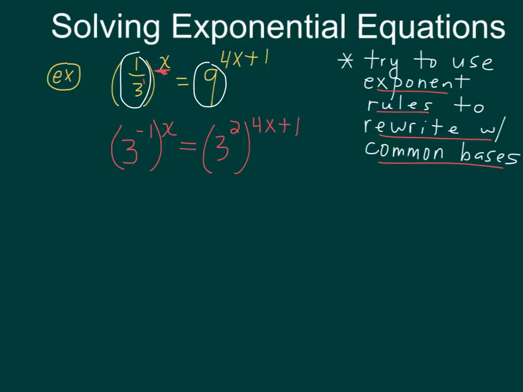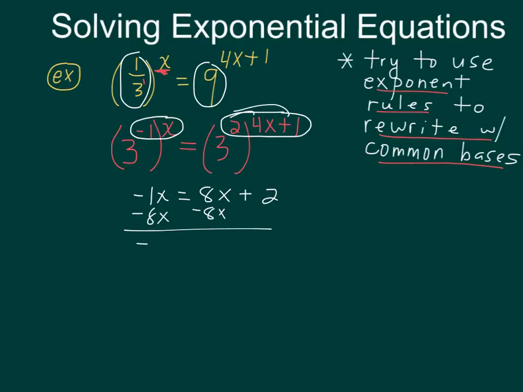Don't forget we still have this 4x plus 1. So now we have to use more exponent rules. We're going to need to multiply our powers here since we have a power to a power. Now since we have a common base of 3, we can essentially ignore it. So we have -1 times x, and then when we distribute here, we're going to have 8x plus 2. Let's subtract over 8x. We're going to have -9x equals 2. So then x is going to be -2/9.